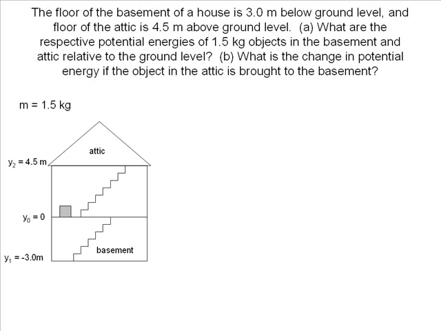The mass of the hammer is 1.5 kilograms, and the hammer is represented by the gray box. To find the potential energy of the hammer in the attic with respect to the ground level, we will use this formula. You can see the box has a higher potential energy when it is in the attic than when it is on the ground. We plug in our values and find the difference in potential energy between the attic and the ground.